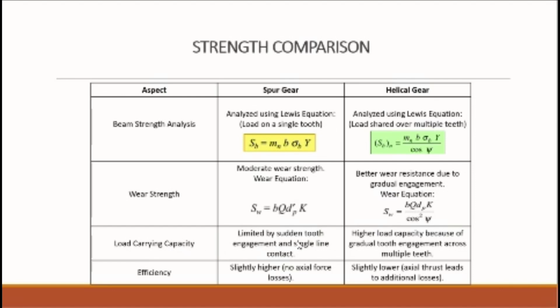And the load carrying capacity is limited for spur gear because of the sudden engagement and single line contact. And for helical gear, it can carry higher loads because it is a gradual contact between multiple teeth. Efficiency of spur gear is slightly higher as there are no axial force losses, and slightly lower for helical gear because the axial thrust leads to additional losses in the efficiency.